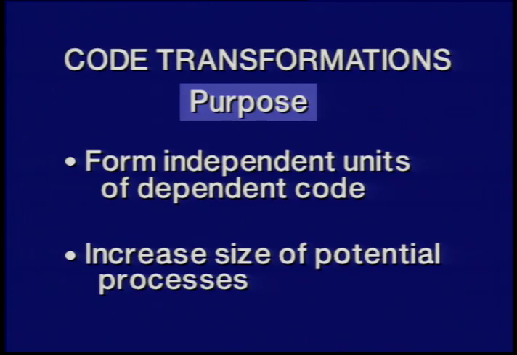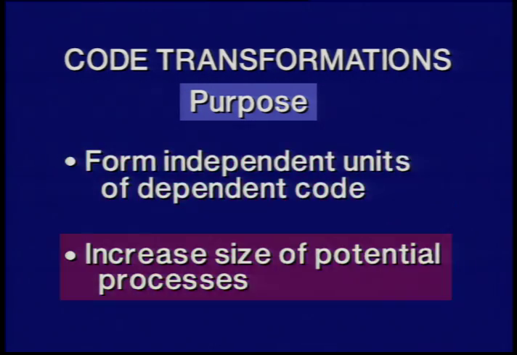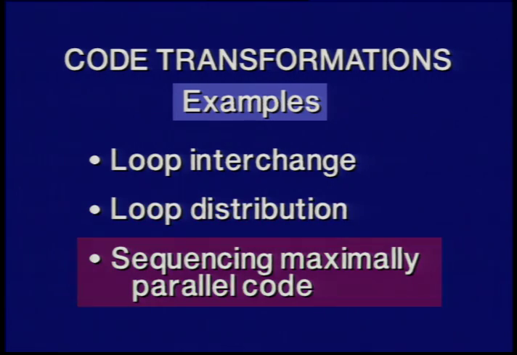Okay, what are the kinds of code transformations we want to do? We need to form independent units of code, dependent code if we can, and increase the size of potential processes. Here are some examples of code transformations: loop interchange, loop distribution, there are dozens of these, by the way. And then sequencing, maximally parallel code. Because these little fragments were not very useful.